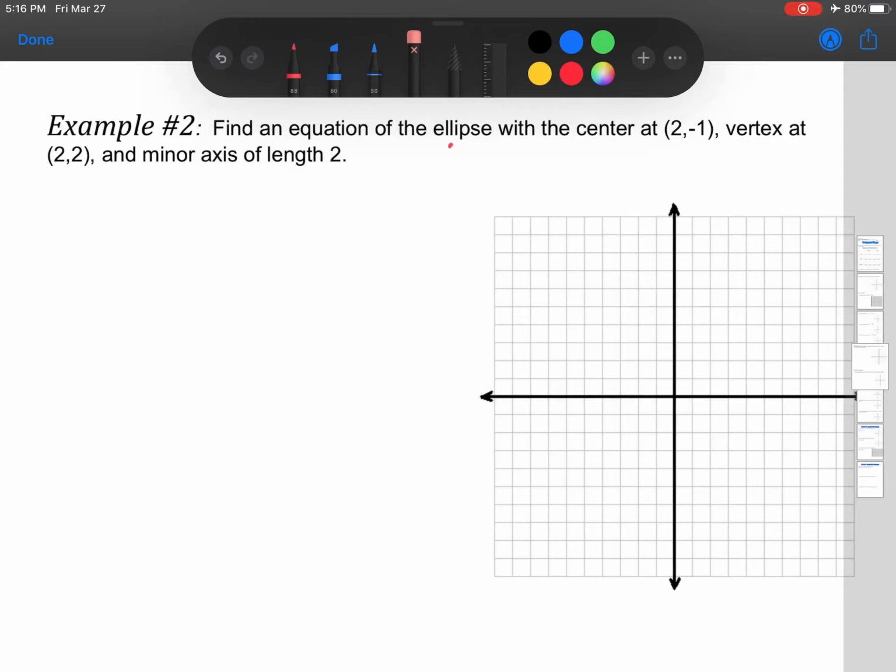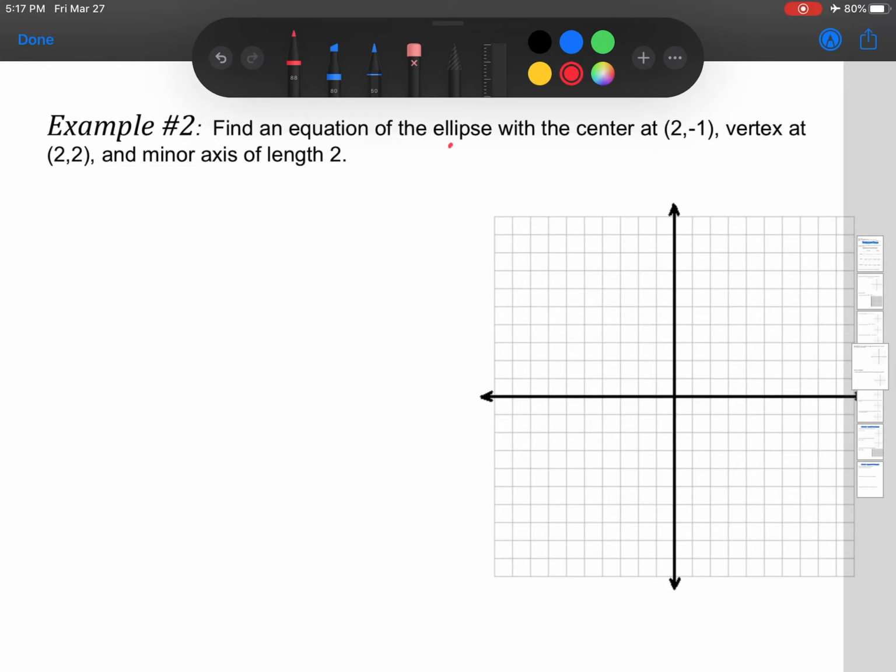Hello all, welcome back. We are going to be doing lesson 8, example 2. We're going to start at example 2. It is in the same packet as lesson 7. If you've not done lesson 7 yet, I would highly recommend you doing it.